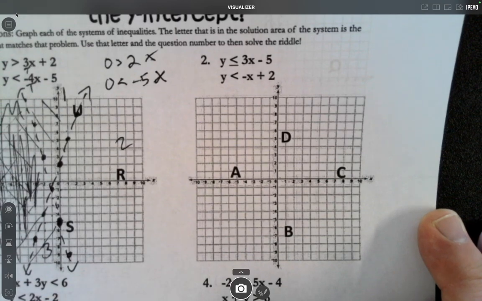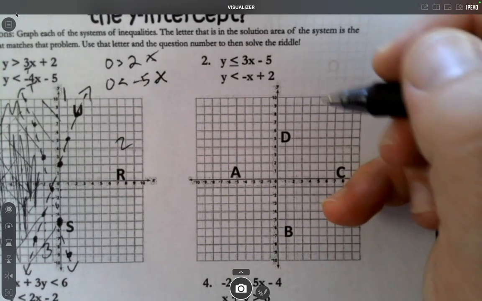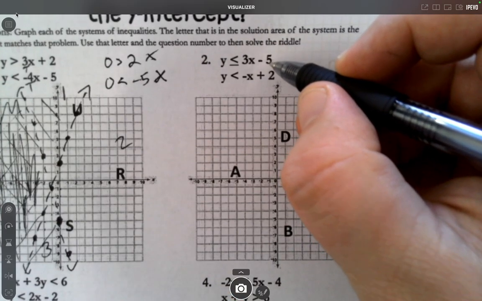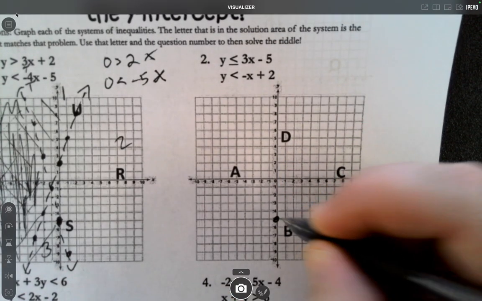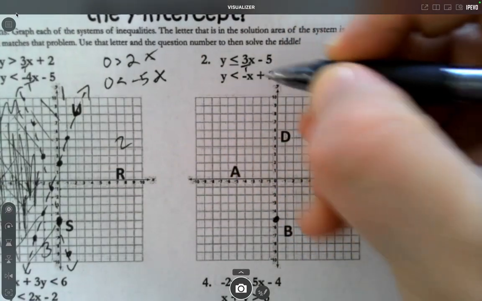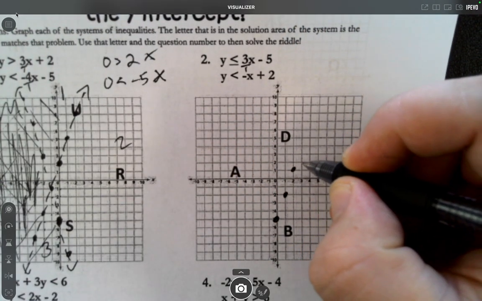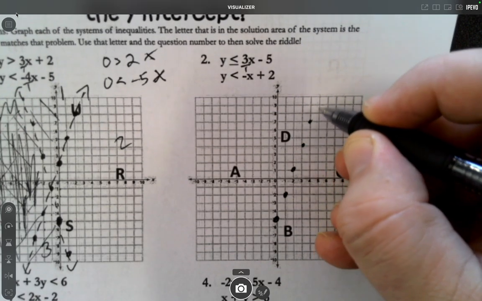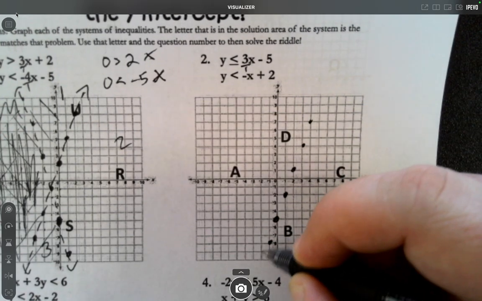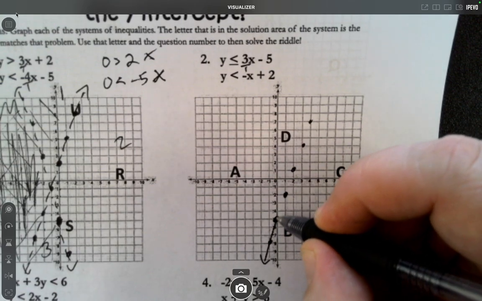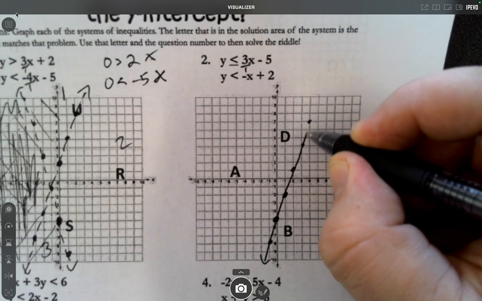These two are already in slope-intercept form. That's a good thing for us. So we can start by graphing this one. The y-intercept is -5. The slope is 3. So we go up 3 over 1, up 3 over 1, and go the opposite way too. Now this will be a solid line because it says less than or equal to. So put a solid line on that.